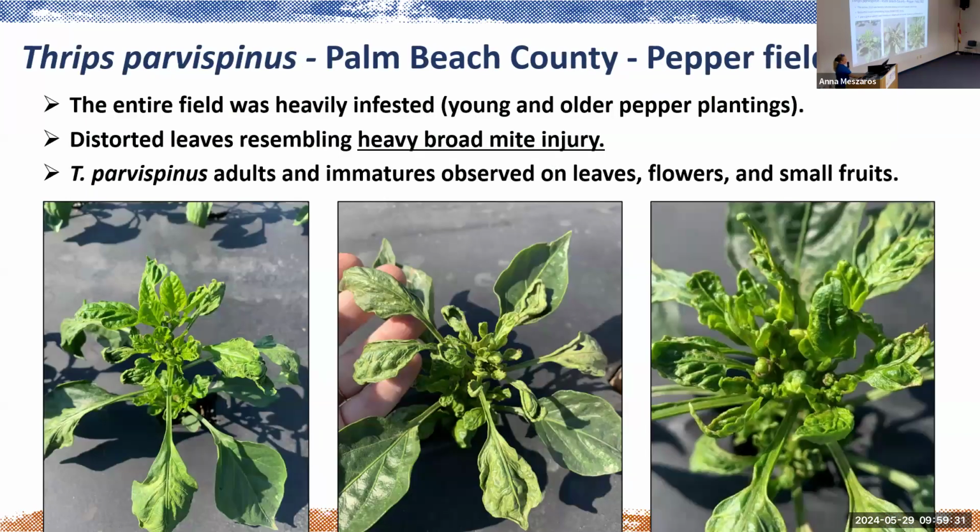So this is what these thrips can do to small pepper plants when they are not controlled. It's important to notice, when not controlled. You can see how the terminal leaves and the flower buds are completely deformed and destroyed. At first look, it somewhat resembled heavy broad mite injury. The damage was so severe that pepper growers lost millions of dollars during the 2022 and 23 winter pepper production season.